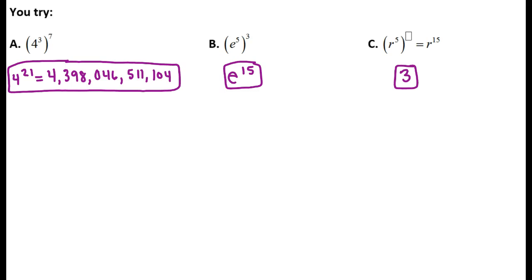For A, you should have gotten 4 to the 21st power, which is 4,398,046,511,104. For B, you should have gotten e to the 15th power. And for C, you should have gotten 3. So it's asking, r to the 5th power raised to what power is equal to 15? So 5 times 3 gets you to 15.